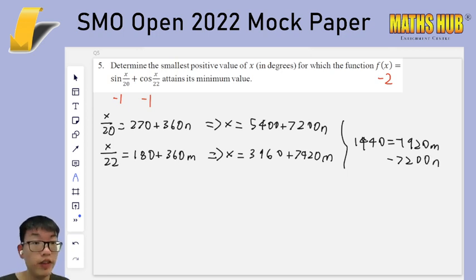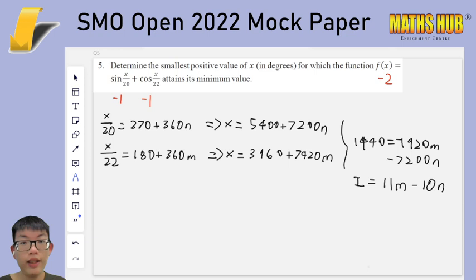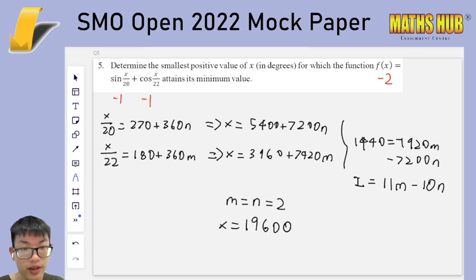We can divide by 720. So 2 equals 11m minus 10n. And thankfully, this is actually really clear, right? The smallest value in which this occurs would simply be m equals n equals 2. So substitute that in, and you will get x is equal to a remarkably large 19,600 in degrees.